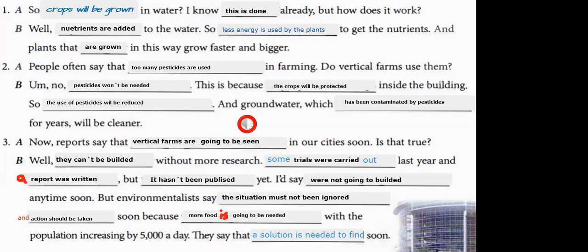But environmentalists say the situation must not be ignored, and action should be taken soon because more food is going to be needed with the population increasing by 5,000 a day. They say that a solution needs to be found soon.